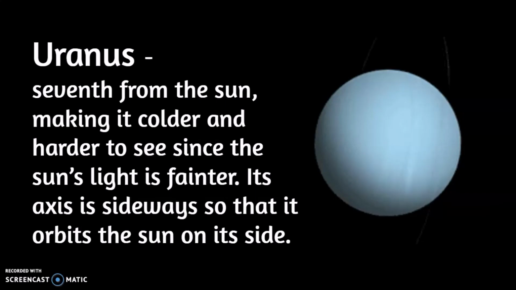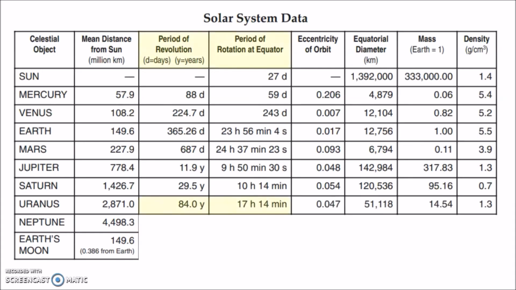Uranus is the 7th planet from the Sun, making it colder and harder to see since the Sun's light is fainter. Its axis is sideways so that it orbits the Sun on its side, and as you can see, it's not going from side to side, rather it's spinning from up to down. Its period of revolution is 84 years, and the reason why the outer planets' revolution keeps getting longer and longer is because they're farther away from the Sun, so to complete an orbit they have to travel a lot more distance. But the period of rotation is pretty much the same.